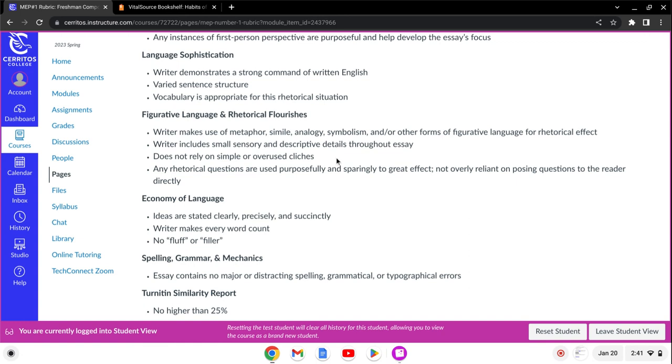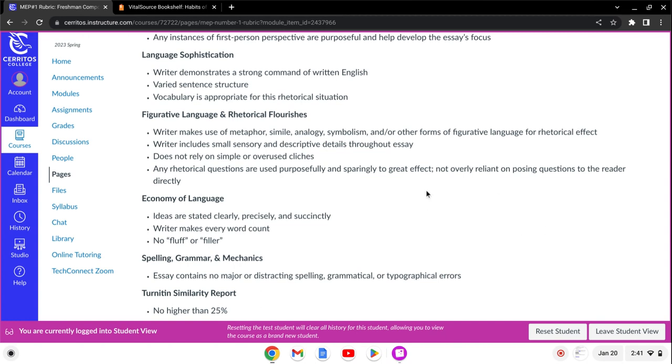So I want you really all to express yourself in ways that are unique to you. So if you're compelled to use a cliche, stop yourself and say, wait, what does that cliche mean? Is there a way that I can express that idea that's unique to me? Have fun. And then any rhetorical questions are used purposefully and sparingly, so not that often.